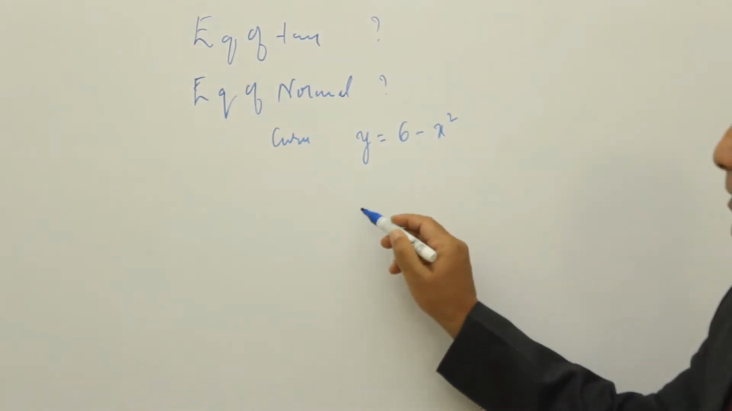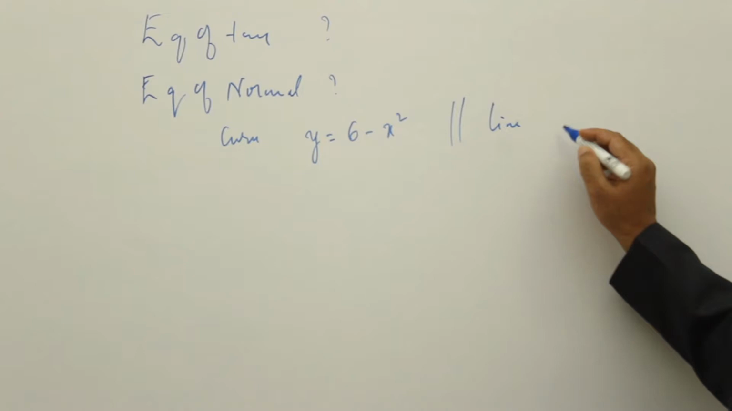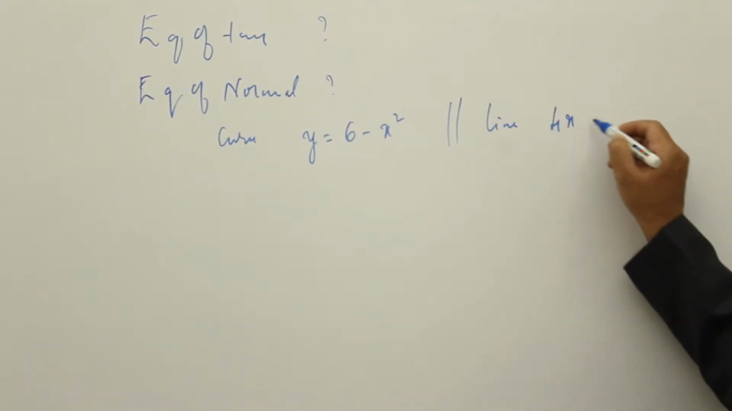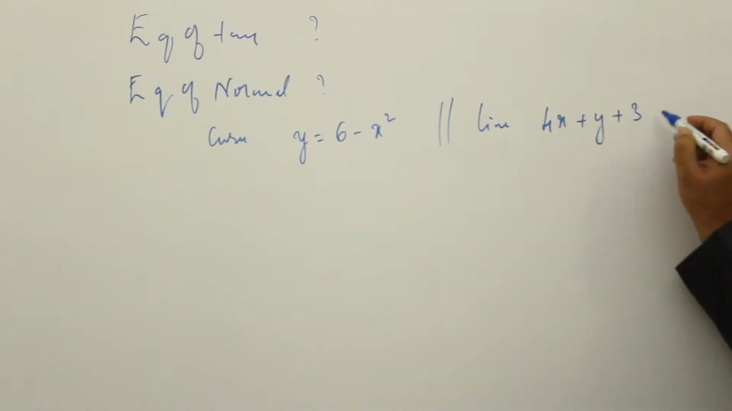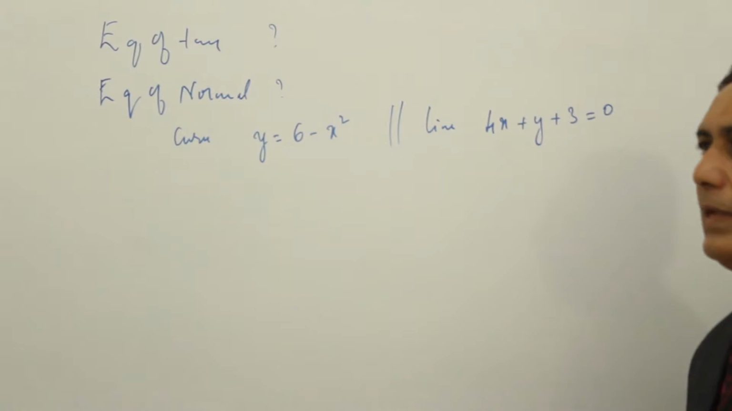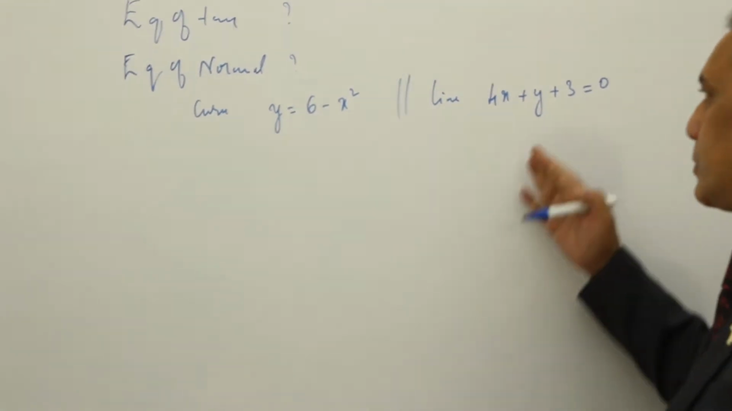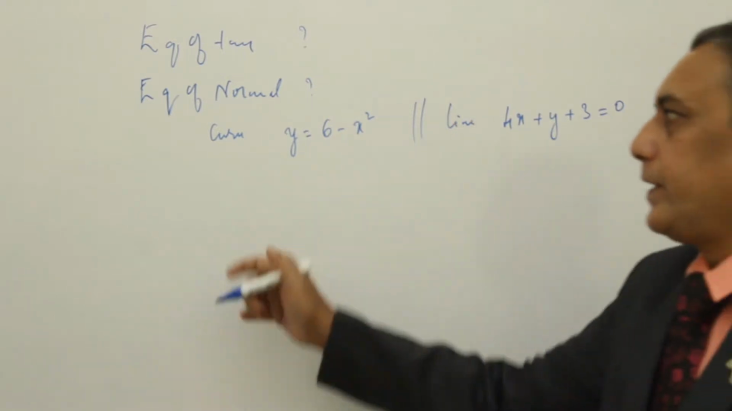That is parallel to the line 4x plus y plus 3 equal to 0. Okay, fine. So they are given an equation of a curve and also they are given an equation of a line. So you have to find an equation of a tangent.